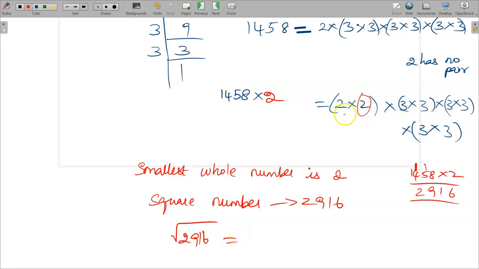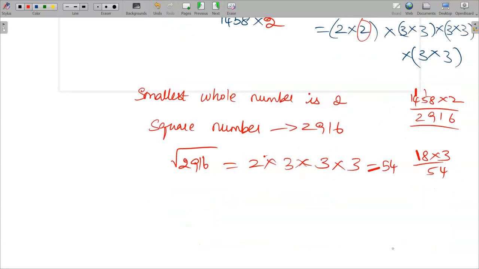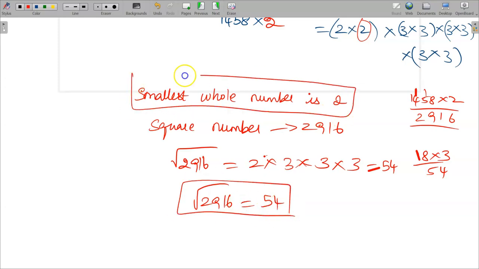So just take one value from your pair. So here it is 2, from here it is 3, from here it is 3, from here it is 3. Okay, so 2 3s are 6, 6 3s are 18, 18 into 3, 8 3s are 24, 3 1s are 3, 3 plus 2 is 5. Okay, so it is 54. So the square root of 2916 is 54 and the smallest whole number is 2.